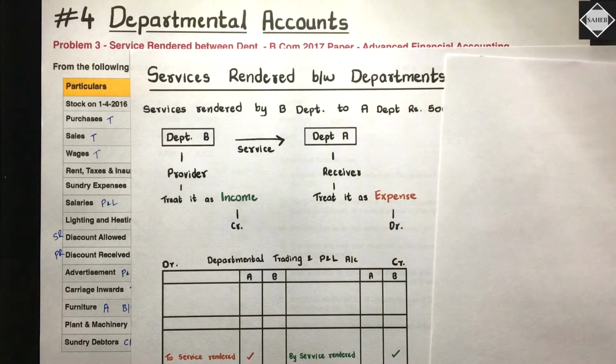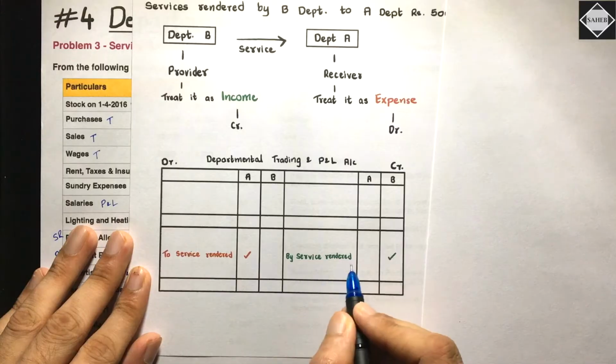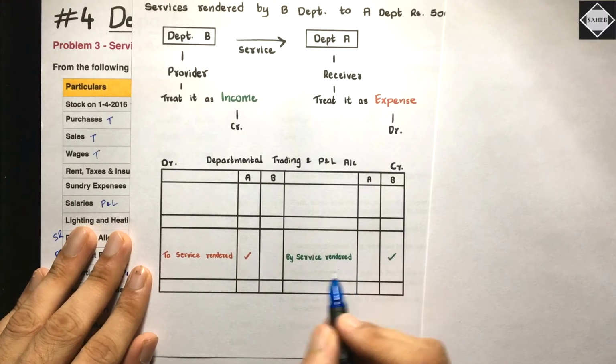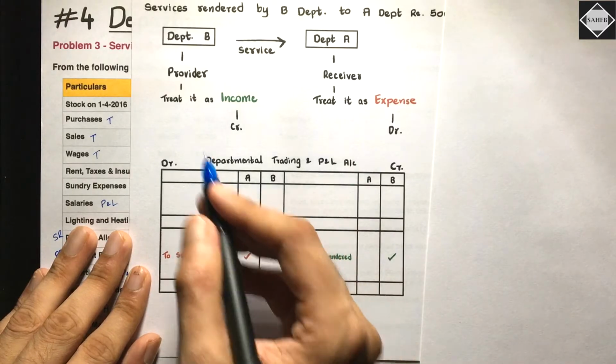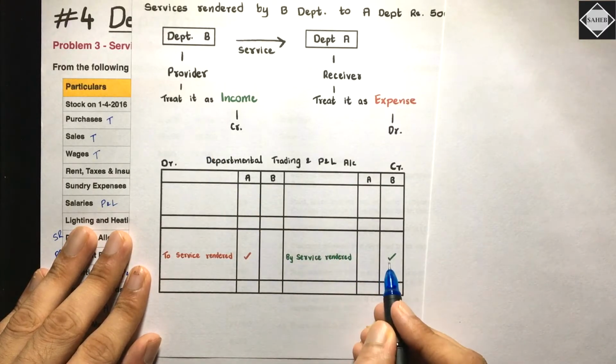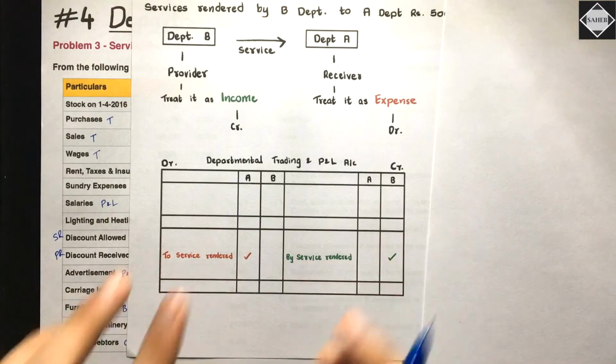So what you're going to do in the P&L account is take service rendered in the A department, because it's an expense for them, and for department B, it's income. So you're going to take the amount in the B column, in the income. Is that clear? That's what you are going to do on the credit side, and here it will be on the debit side.